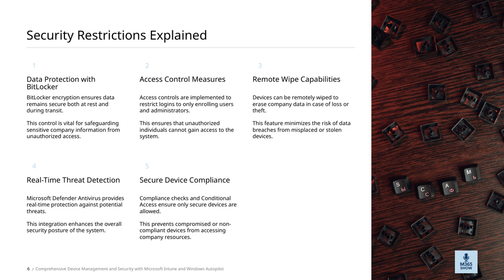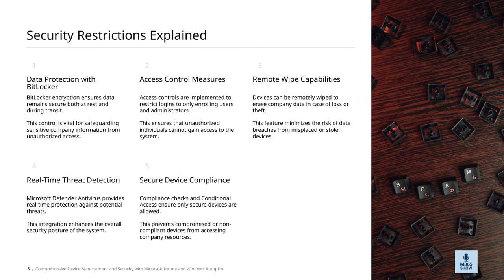First, compliance checks and conditional access are crucial because they make sure only secure devices can access company resources. This means that if a device is compromised or doesn't meet security standards, it won't be allowed in, helping us prevent potential breaches. Next, Microsoft Defender Antivirus provides real-time protection, actively scanning and blocking threats as they happen. When integrated with other security tools, this really boosts our overall security posture.